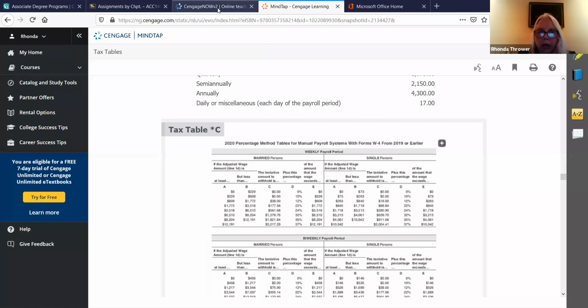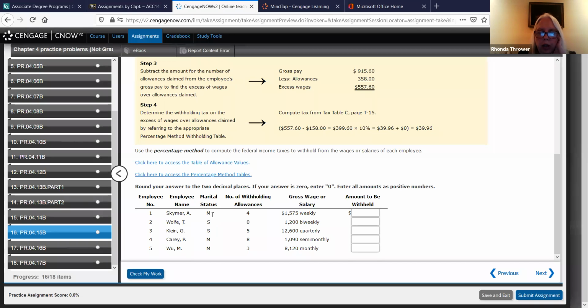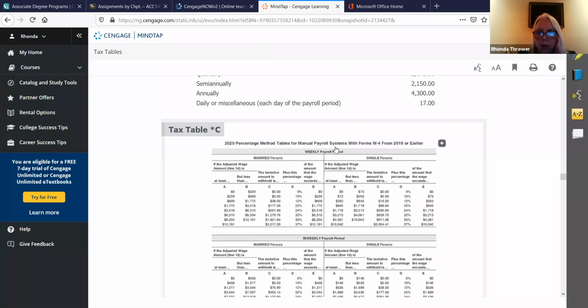So I'm going to flip back here for just a second. The marital status is he's married, and the number of times he's paid is weekly. So we're at weekly, and we're looking at the married side. Notice this side is for single, but we're looking at the married side here.